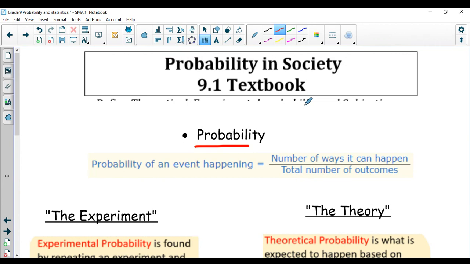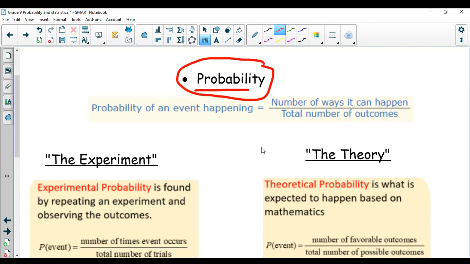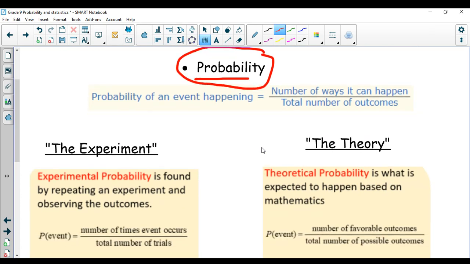Now, when we look at probability in society, we look at this big word, probability. Probability of an event happening. What's the chance of something happening? Well, we have the number of ways it can happen, and then we have the total number of outcomes. Now, let's look at two specific ways that we talk about in the year plan and that you're expected to know. One is called experimental probability. Look at that, the experiment. The next one is called theoretical probability, the theory.